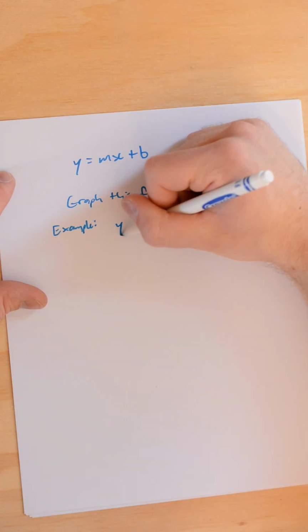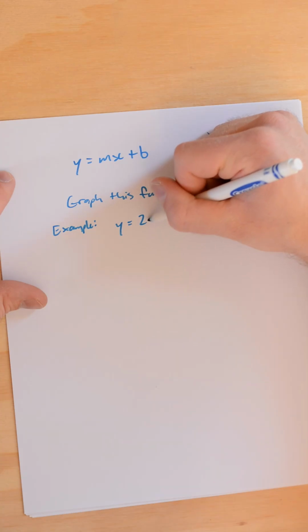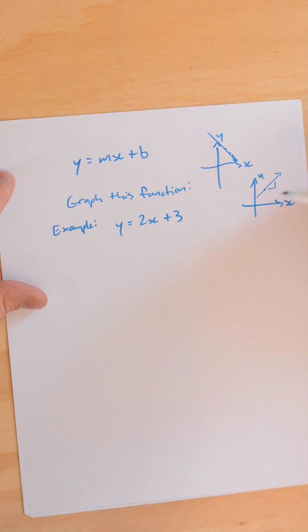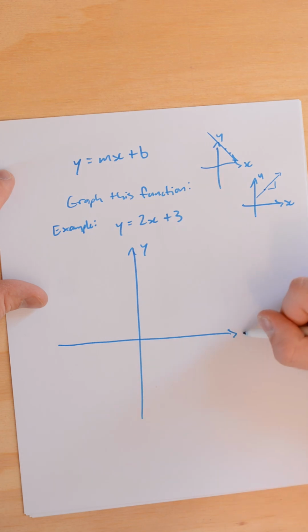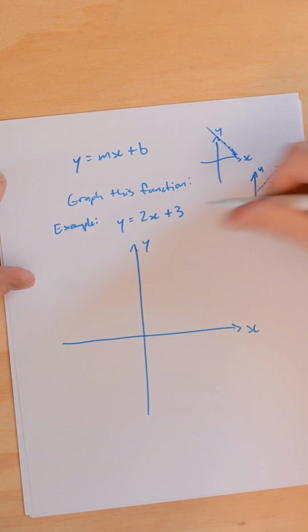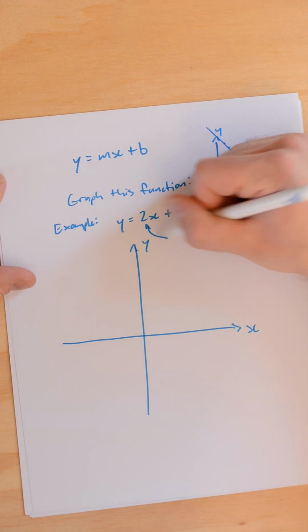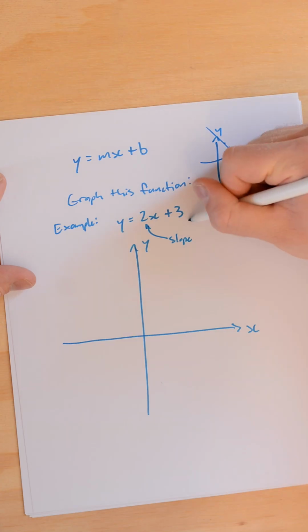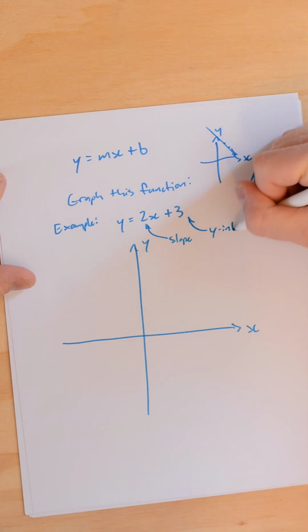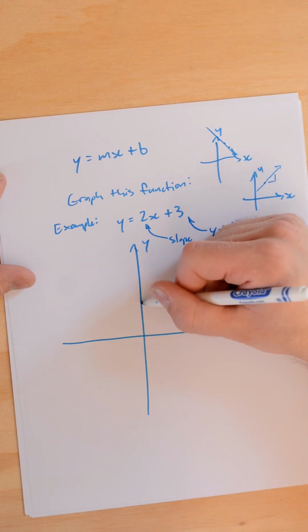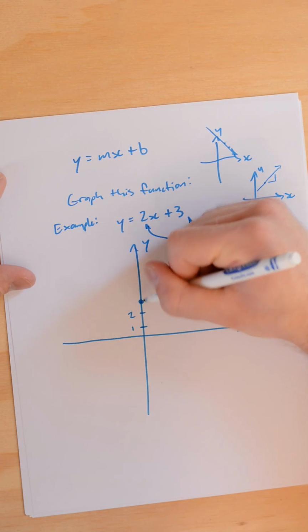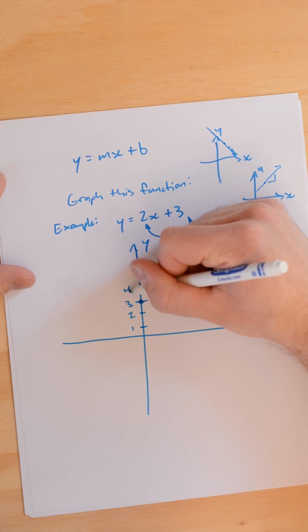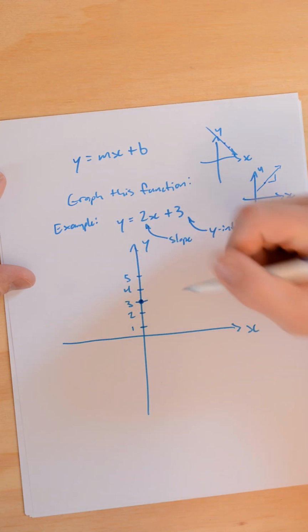So for example, let's say the function is y equals 2x plus 3, and we want to graph this function. We're going to start with our Cartesian coordinates, as we call this. And again, we know that this is the slope, and we know this is the y-intercept, which means it's going to intercept y at 3. So if we had 1, 2, 3, 4, 5, for example, it's going to start at 3.